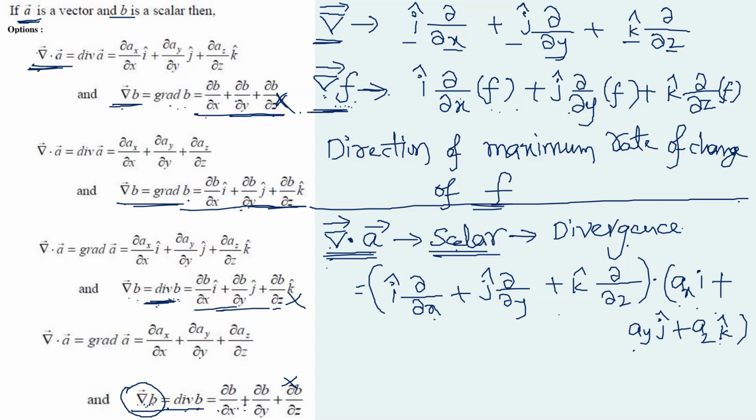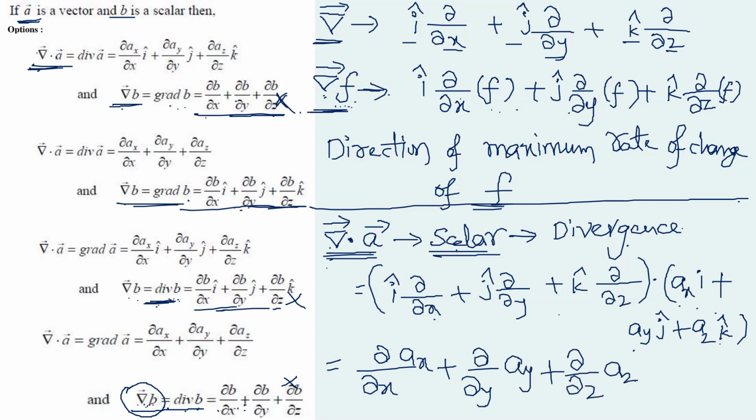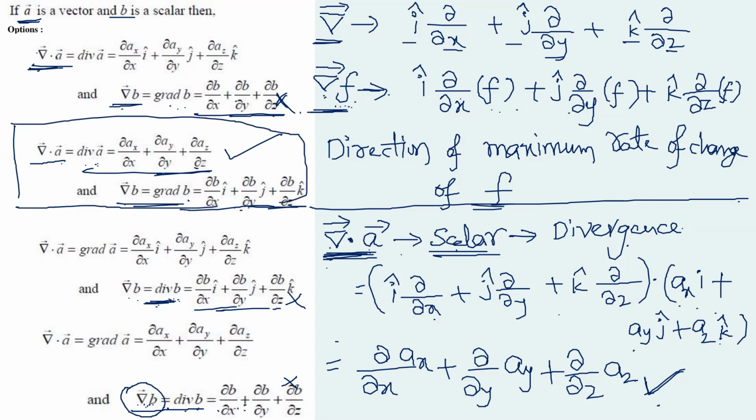Now the dot product of two vectors is just multiplying corresponding terms. That yields dou by dou x of ax plus dou by dou y of ay plus dou by dou z of az. This is the divergence of the vector a, which is a scalar output. Let's see the options. Here, divergence of a, that is del dot a, is a scalar output. So this is the correct answer. Option B is the correct answer for this question.